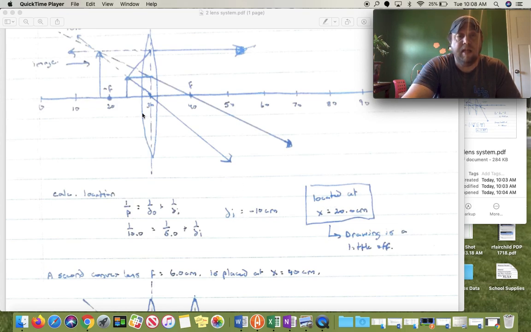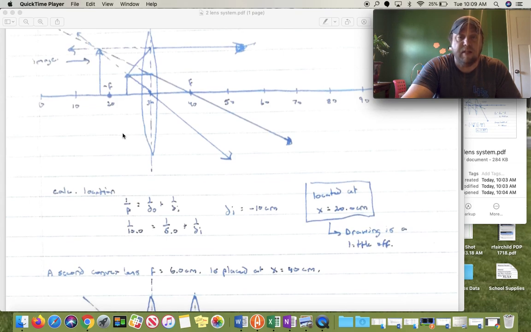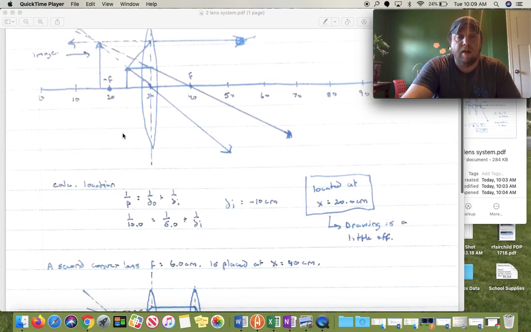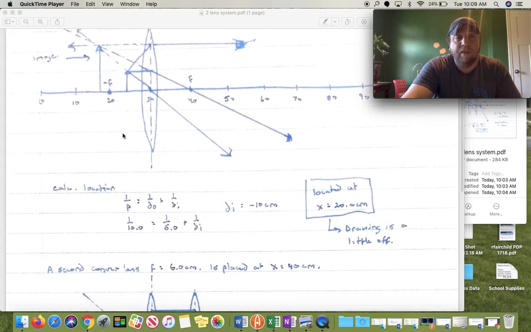So that means that the image is located, or should be located, right here at x equals 20 on this scale. Once again, it's a little bit off. That's okay. It's hard to draw these things on a piece of paper unless the lens curvature and everything is absolutely perfect. All right, now here's what we're going to do.